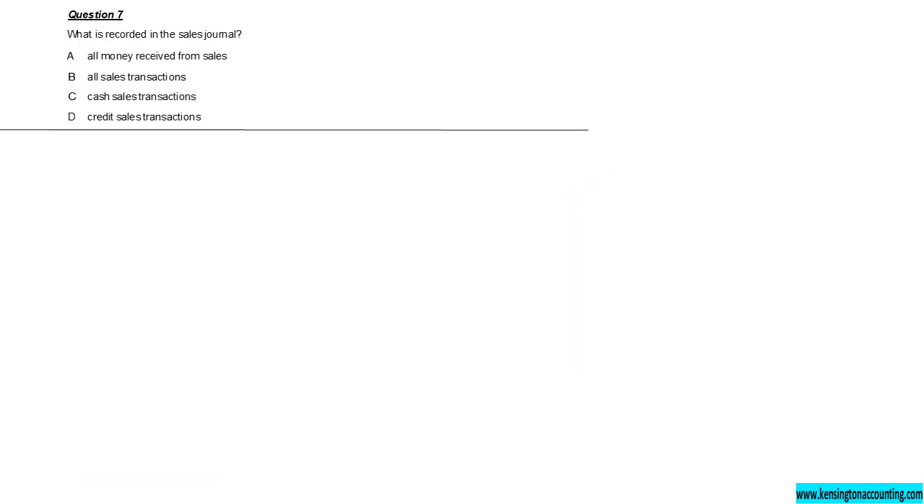Question 7. What is recorded in the sales journal? That's very straightforward. A sales journal records only credit sales. So it's very important. It doesn't include cash sales, for example, and also it records only goods for resale and therefore would not include items like sale of non-current assets or other types of receipt.